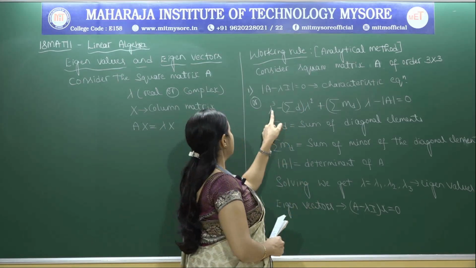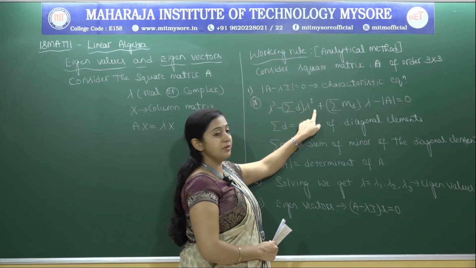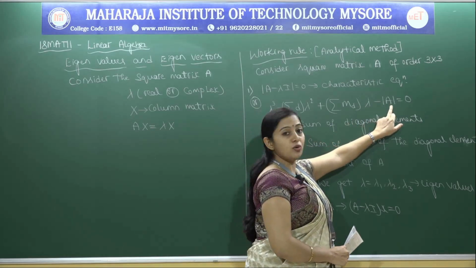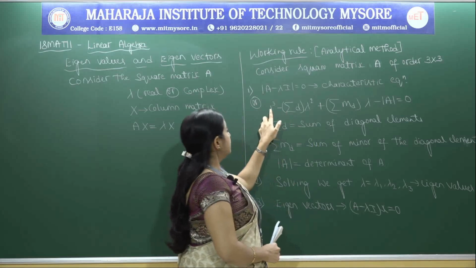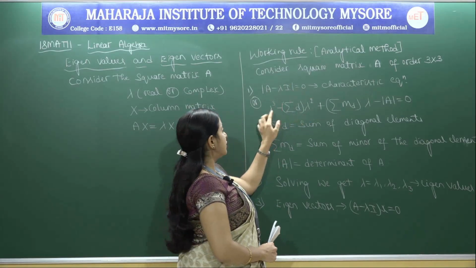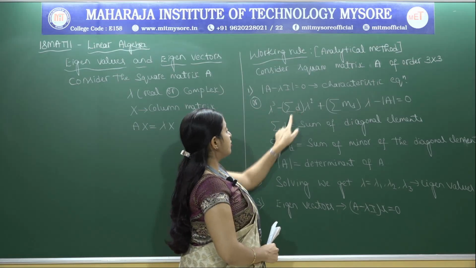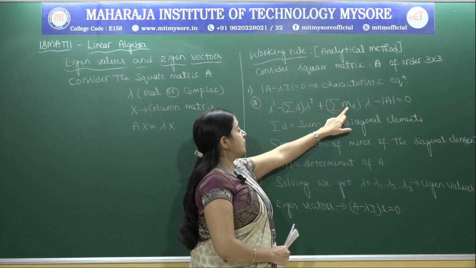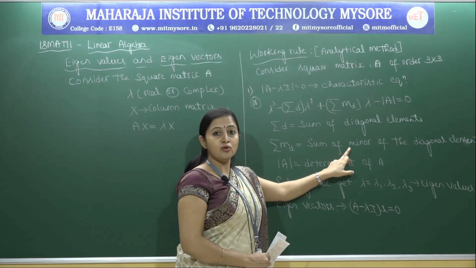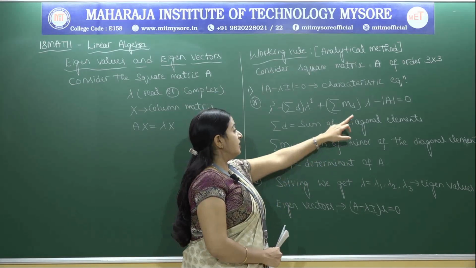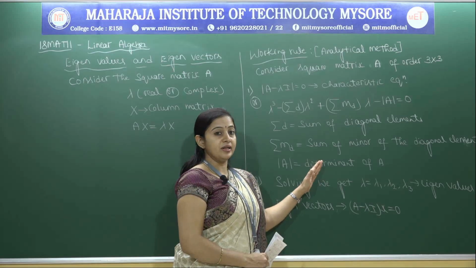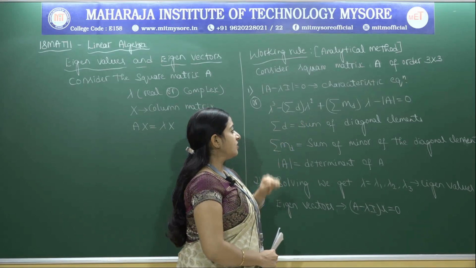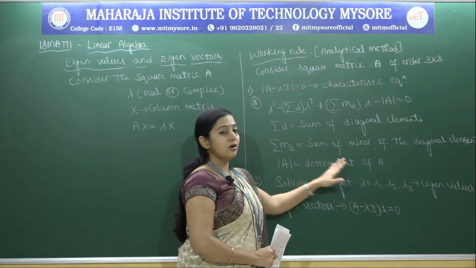use another formula, lambda cube minus summation D lambda square plus summation MD lambda minus determinant of A equals 0. Here, if the order is 3 cross 3, the first term is lambda cube. Next, summation of D is the sum of the diagonal elements in the given matrix, and the summation of MD is the sum of minors of the diagonal elements in the given matrix, and the last one is the determinant of the given matrix. So using this formula, you can find determinant of A.